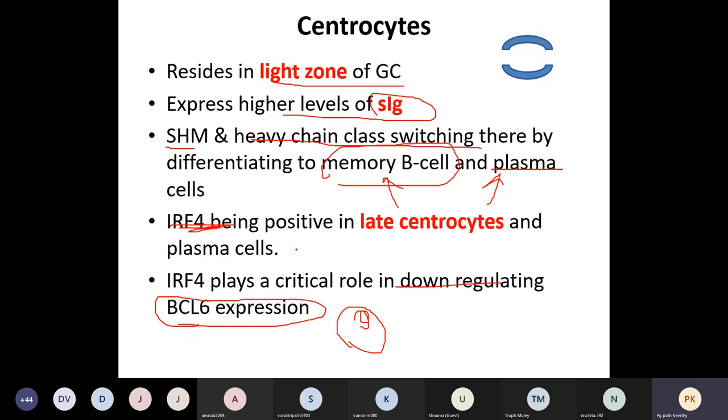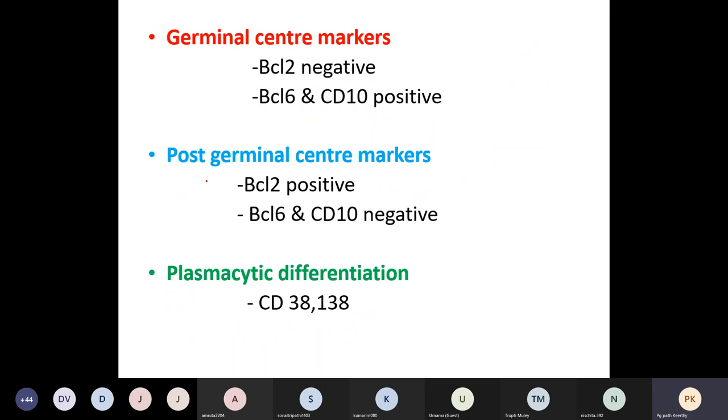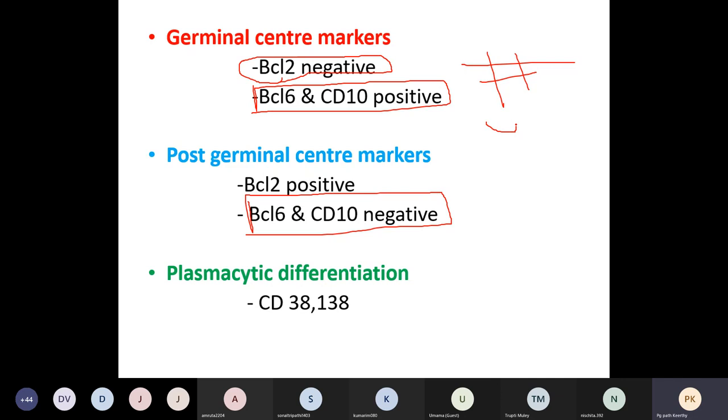So that means your post-germinal center marker should be what? BCL6 and CD10 negative. Whereas your germinal center marker will be BCL6 and CD10 positive. And I told you why it has to be BCL2 negative, because there is somatic hypermutation happening. That means you are cutting your genes so that you get the specific immunoglobulin to your antigen, right? So there is a high chance of DNA mutations. If there is a mutation, you want this cell to die. So you switch off all the anti-apoptotic mechanisms. That's why they never express BCL2.